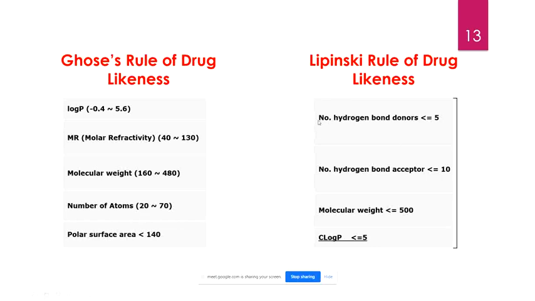So what are the criteria? First is the number of hydrogen bond donors. The number of hydrogen bond donors is usually less than or equal to 5. And then he found out that the number of hydrogen bond acceptors must be less than or equal to 10. Hydrogen bond donors means NH or OH, right? So the number of NH and OH in a particular molecule must be less than or equal to 5. You can't have more than 5 OH or 5 NH or 5 NH plus OH.